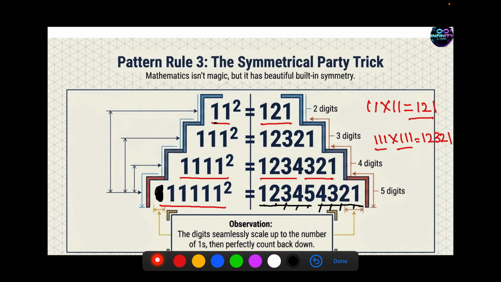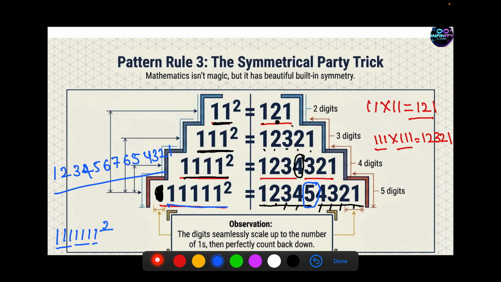So see here, two ones are there. So the highest number is 2. 1, 2, then go back to 1. Now here 3 ones are there. So 1, 2, 3, again 2, 1, coming back to 1. Here 4 ones are there. So the highest number is 4. Here 5 ones are there. So the highest number is 5. Can you guess for this? How many ones are we having? 7. So the answer is 1, 2, 3, 4, 5, 6, 7, 6, 5, 4, 3, 2, 1.